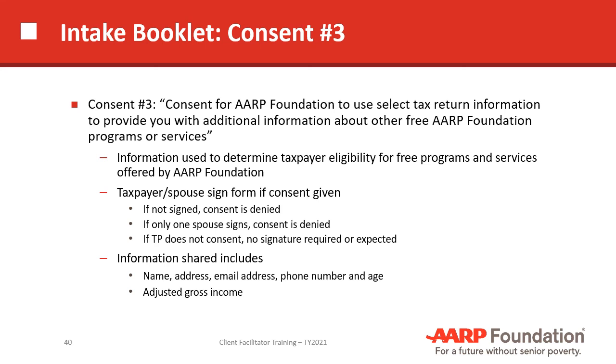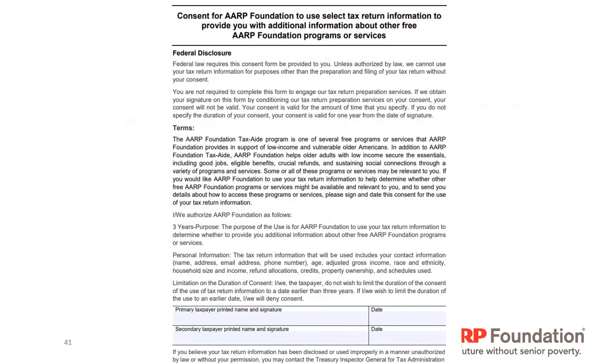The information shared includes such things as name, address, email address, phone number, and age, and also adjusted gross income. So it's basic information that gets passed along to the foundation, so that the foundation can perhaps send some information to this taxpayer about things that might be helpful to them. And here's an image of consent number 3.